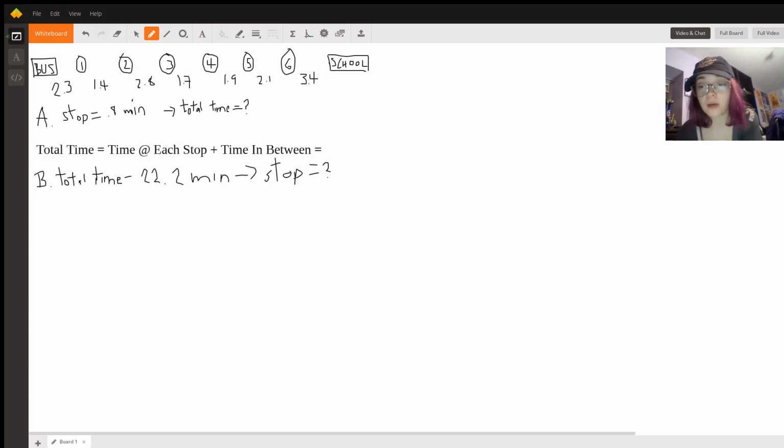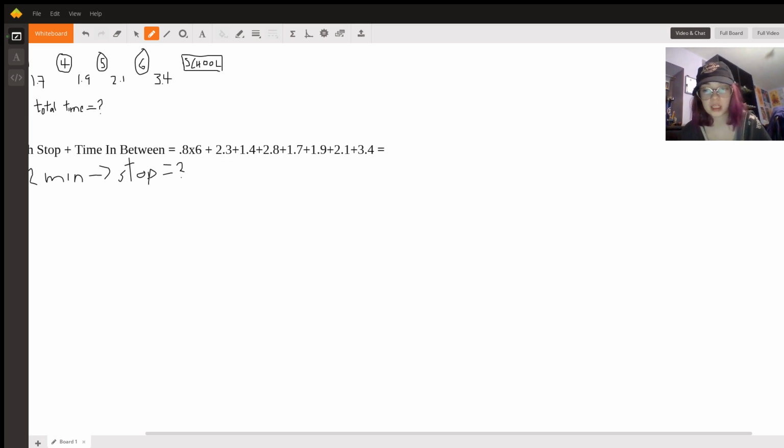So the problem gives us that each stop takes 0.8 minutes. And we can see here that we have a total of 6 stops. So the total time that our bus is going to spend at all of the stops is going to be 0.8 times 6, because it's 0.8 minutes each at 6 stops. And then to that, we are going to add up all of these times in between each stop. So plus 2.3 plus 2.3 plus 1.4 plus 2.8 plus 1.7 plus 1.9 plus 2.1 plus 3.4.